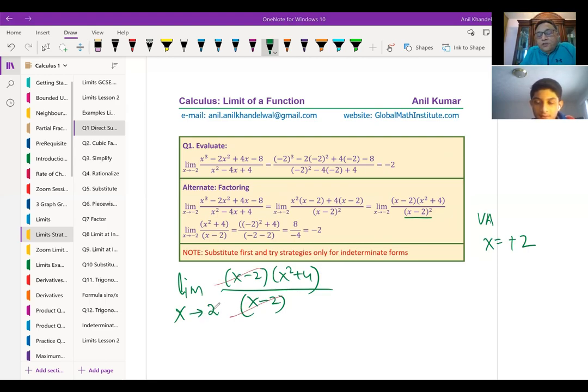No. So when you plug in 2, you will get the form 0 over 0. Do you see that? Now 0 over 0 is an indeterminate form, right? It is indeterminate.